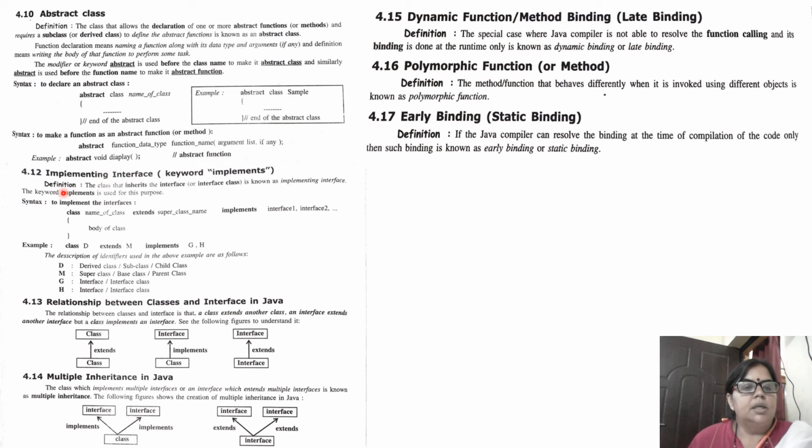Now next, implementing interface. What is implementing interface? For an interface we use the keyword implements. When we do programming of an interface we use the keyword implements. The class that inherits the interface is known as the implementing class. The keyword implements is used for this purpose. Here the syntax has been given and examples have also been given. Go through the examples, students, and write all the examples in your class registers.